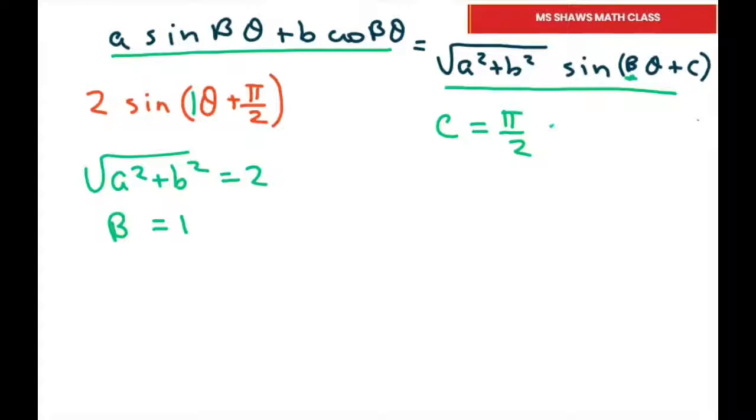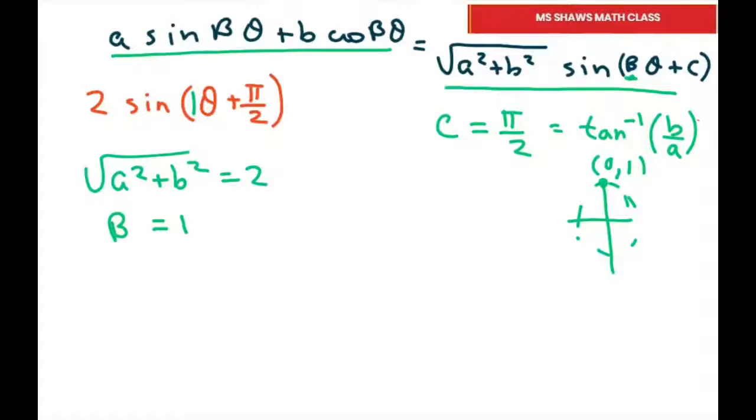Therefore, for this formula, this equals inverse tan of B over A. Now, I know that pi over 2 is right here, and I know that's 0, 1 when you do that unit circle thing. So I know that my B here would be 1, and this is 0, so I know that this is undefined. Tan of pi divided by 2 is undefined. So that means that A is 0.